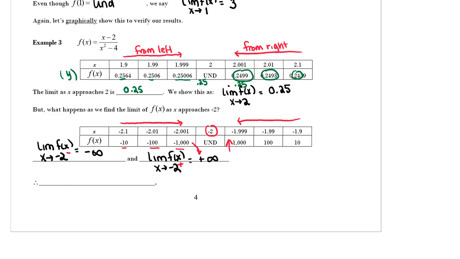And because these left and right limits for -2 are two different numbers, we draw the conclusion that the limit of f of x as x approaches -2 does not exist, or DNE. So again, if the values of the left limit and the right limit are different, the limit itself does not exist.